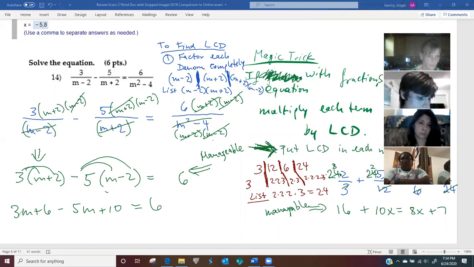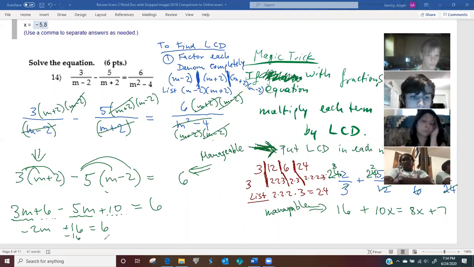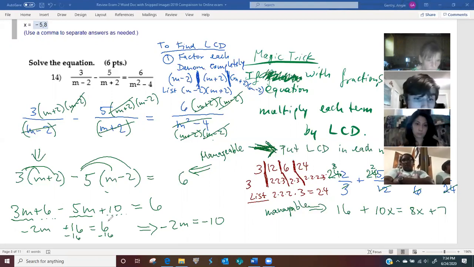And then you combine like terms. And then you get rid of that 16. So you get negative 2m is negative 10. M is 5.